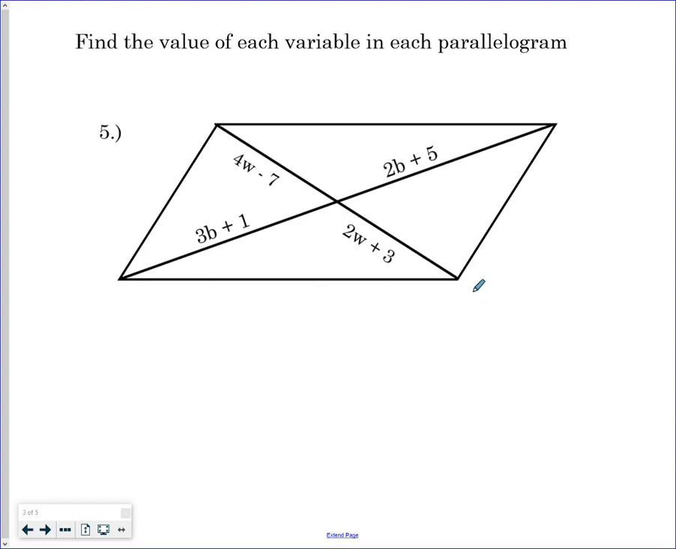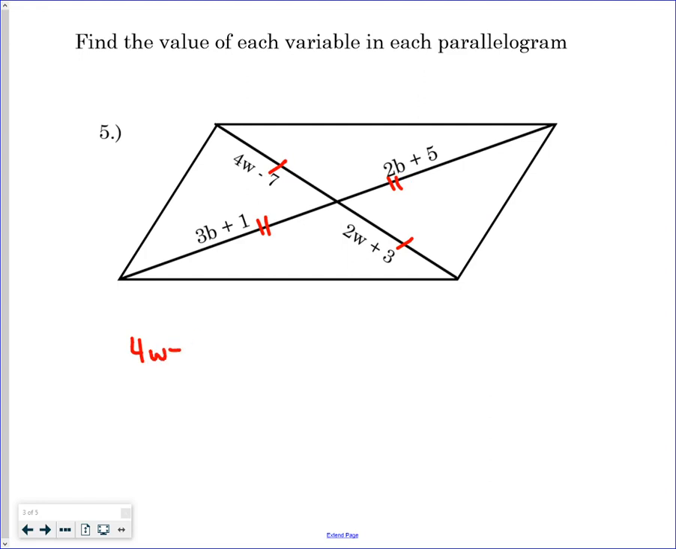So we're going to go and look at our theorems and see which one talks about diagonals. Which one talks about diagonals and the length of them? 6.7, right? If you look at 6.7 again, it says diagonals of a parallelogram bisect each other. So what that means is this piece is congruent to this piece, and this piece is congruent to this piece. Everybody okay? So what would I set up?